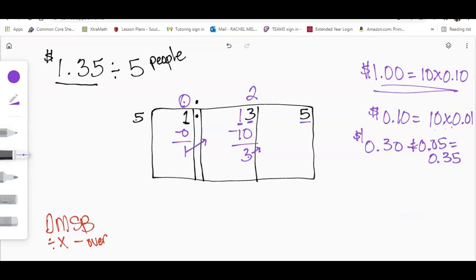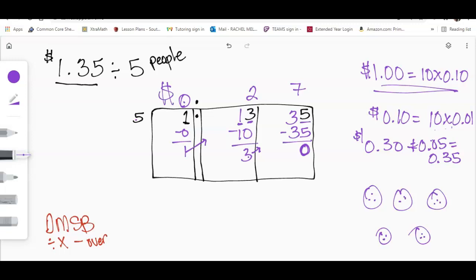So once I have 35 pennies, then I can go through 1, 2, 3, 4, 5, 6, 7, 8, 9, 10, 11, 12, 13, 14, 15, and so on. Okay, I know that 5 times 7 is 35. Oop, I forgot to put this here. Okay, so that means everyone will get 27 cents. Okay, 7 times 5, 35, and I'd have no remainder. Okay, so 27 cents per person.